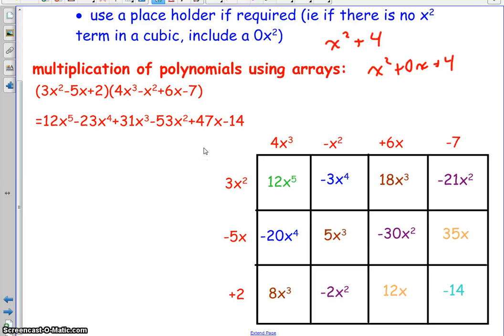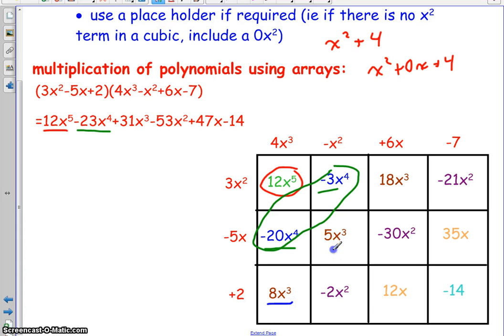Every polynomial is already in order of descending power. So you'll see that all your like terms are along diagonal. So it shouldn't be too bad to pick out your like terms. So see, we have 12x to the 5th. And then we have all your x to the 4ths along here. So minus 3x to the 4th and minus 20x to the 4th gives you minus 23x to the 4th.